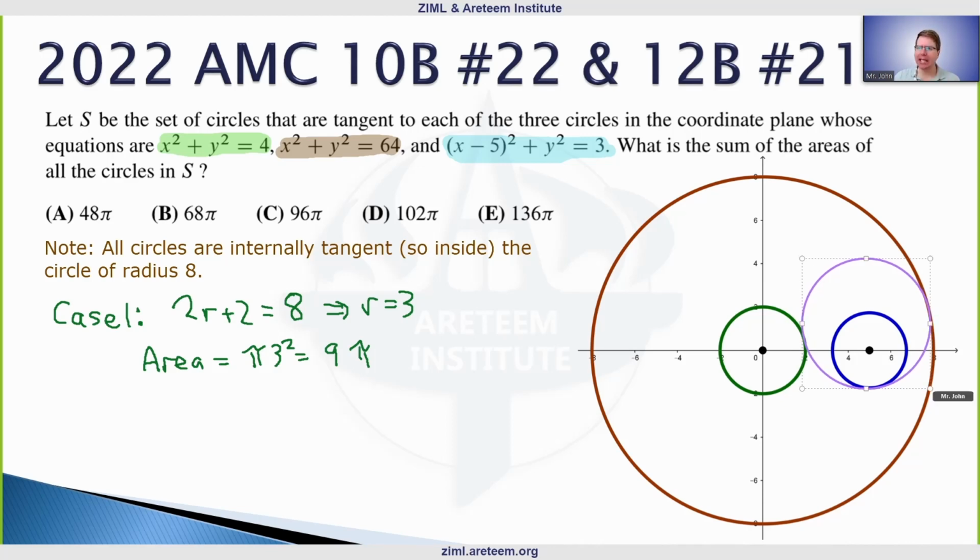Now, is there anything else that can happen? No. It's tangent on the top and bottom in 2 of these configurations. So what we really have for our area here is this times 4.